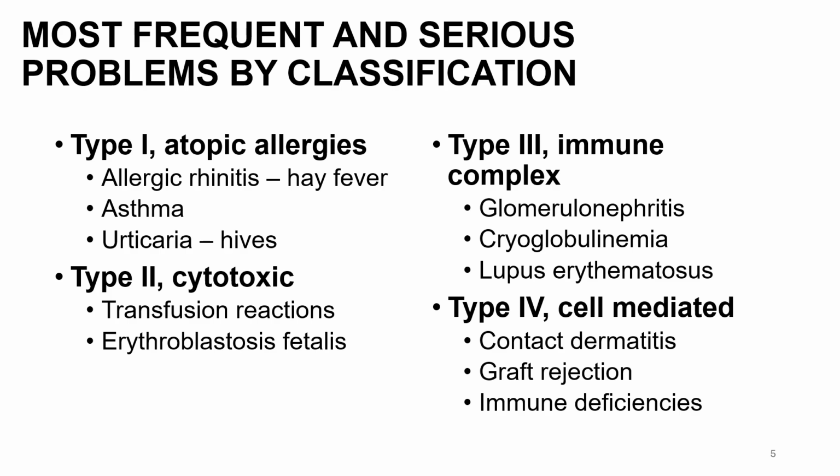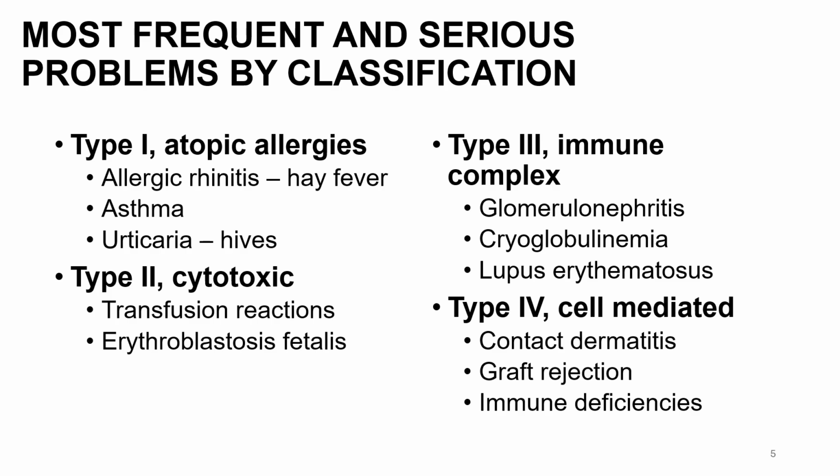This slide is your big picture roadmap for hypersensitivity reactions. Instead of memorizing disease names, focus on patterns. Type 1 is atopic or immediate. These are your classic allergies, so allergic rhinitis, which is hay fever, asthma, or urticaria, which is hives. Mechanism-wise, these are IgE mediated and involve mast cell degranulation. Histologically, you may see edema, increased mucus, eosinophils, and smooth muscle contraction effects.